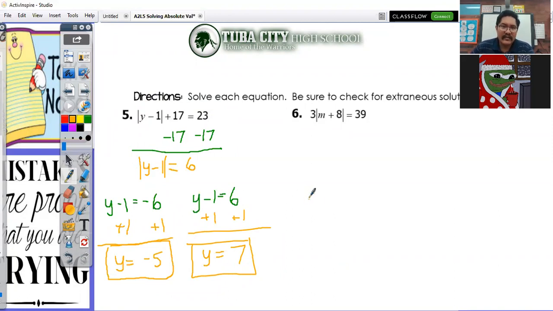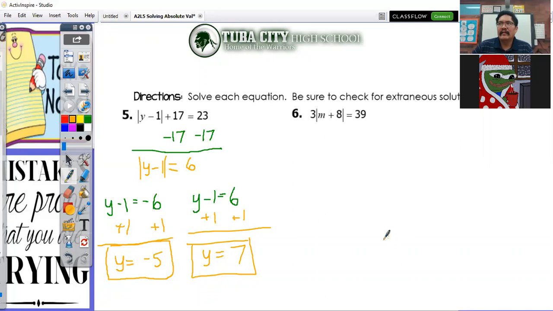All right, for this one, number 6, again, don't forget that absolute value sign is a grouping symbol. It's just like a parenthesis, and you should try your best to work on those first, but in this case we can't because I cannot add m and 8 together. So we are going to have to get rid of that 3 because we need to isolate it.